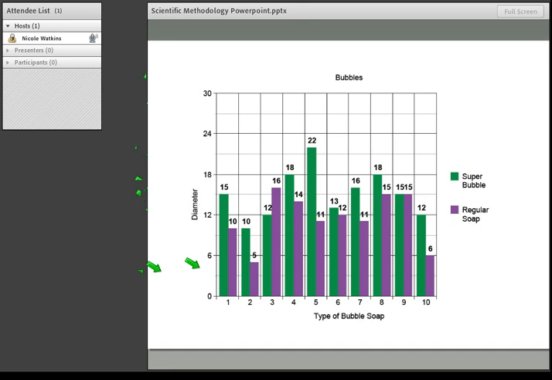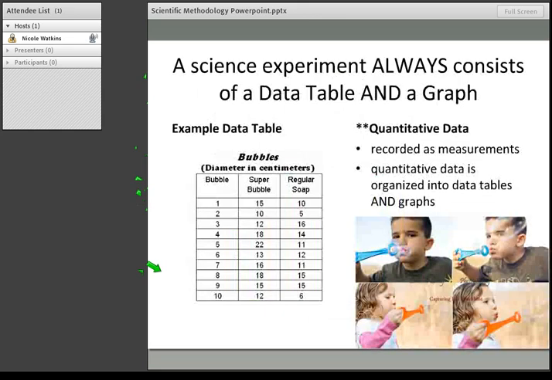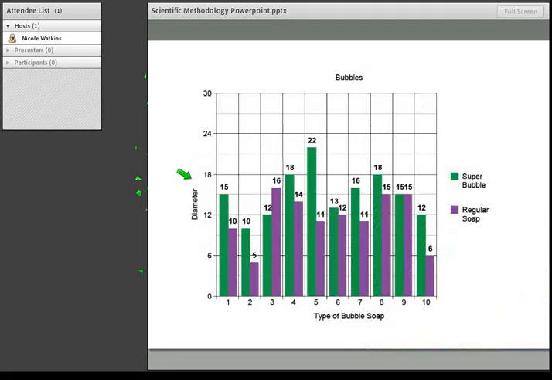This example of the graph does not depict the total calculated averages, but you could do that. That could be a different way to show this data. You could calculate the average and graph the final number, and then you would have a double bar graph. And if you look back at the results, Super Bubble, I believe, was 15.1 centimeters with the total average, and regular soap was 11.5 centimeters, because we measured it in centimeters.